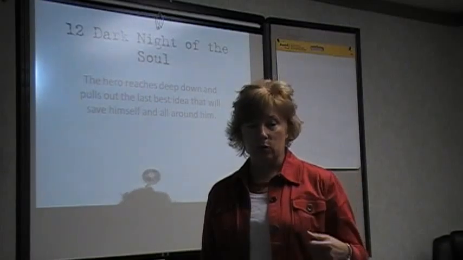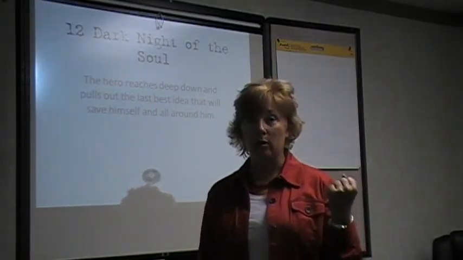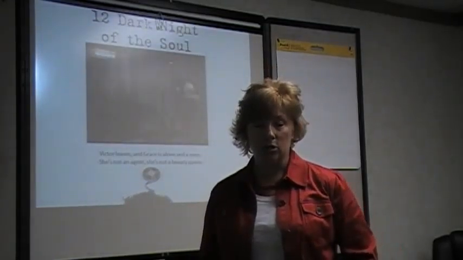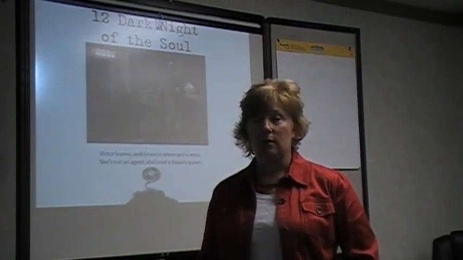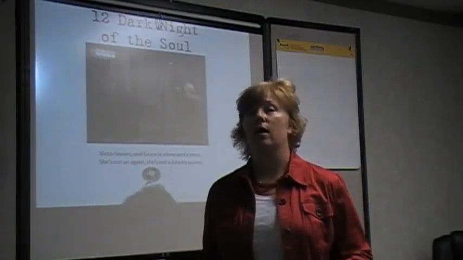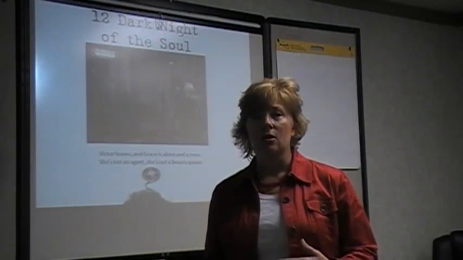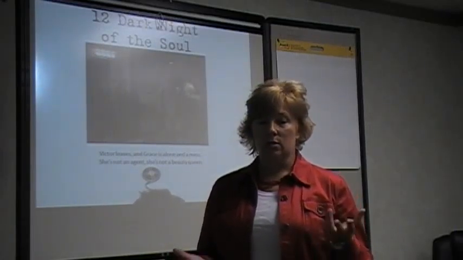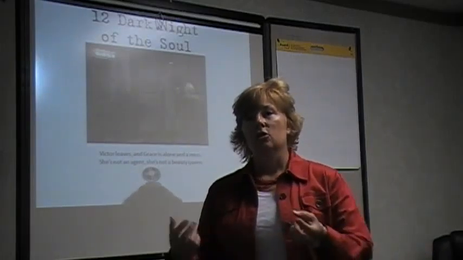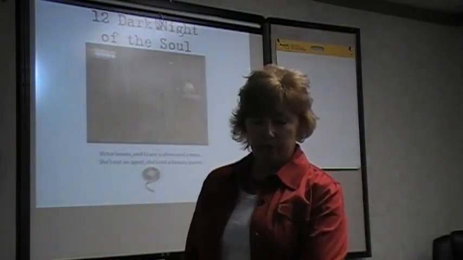Dark Night of the Soul. This is where the hero has to reach down and pull out the best last idea that's going to help them and help everybody around them. And following along with what I was just talking about, Victor has to leave, the cops leave, Grace is left all on her own, and she's a mess. She's been relying on Victor to help her become female and get her through the pageant. Now he's leaving. So she's all on her own. She's not an agent anymore because they took her badge, or she handed it in. She's not a beauty queen. She never was. But she's stuck. She knows that she can't leave.